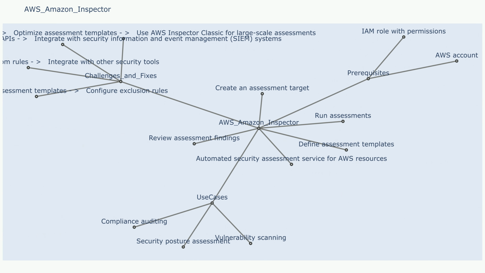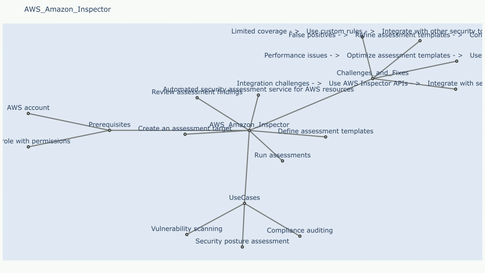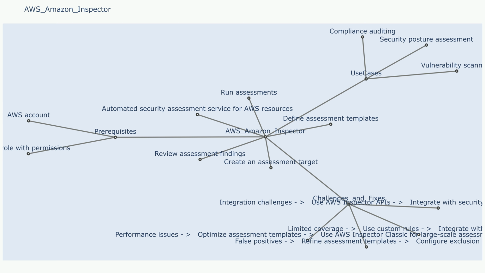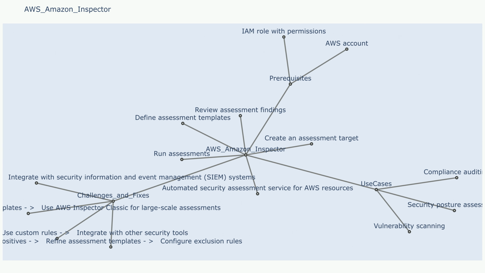Security posture assessment. Gain a comprehensive view of your AWS security posture by identifying potential security risks and compliance issues across your environment. Steps: create an assessment target. Define the scope of your assessment by specifying the AWS resources you want to analyze. This can be a single instance, an entire Amazon VPC, or even an Amazon Elastic Kubernetes Service EKS cluster.